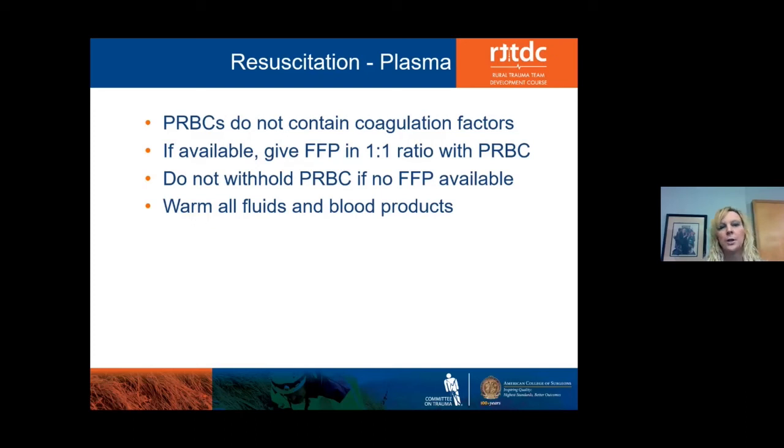packed red blood cells, you really want to start giving FFP in a 1-to-1 ratio, as close to a 1-to-1 ratio as you can. Now, we understand that in a lot of smaller places in rural communities, you may not have any FFP, or you may have one unit of FFP in the whole hospital. So don't withhold giving blood if you don't have the FFP. But if you do have the ability, try to stay to that 1-to-1 if you can. Again, warm all your fluids, warm all your blood products. We want to try to keep the hypothermia and the acidosis to a minimum.